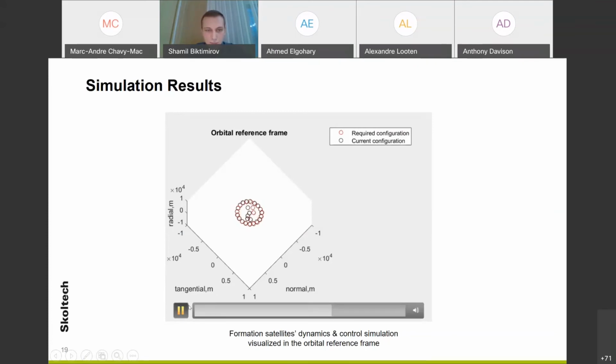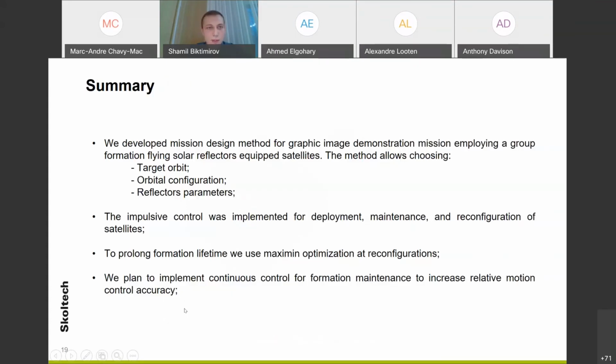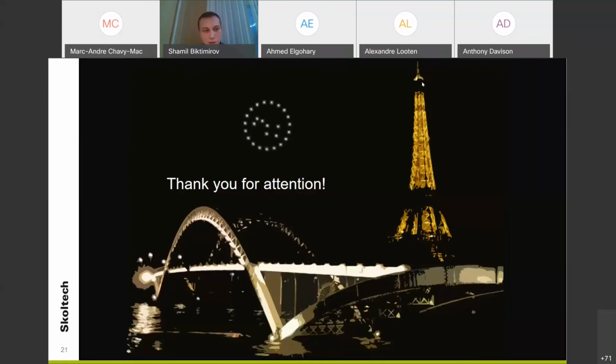second orbital configuration. So finally, to conclude, we developed a mission design method for this application of formation flying. We also developed control algorithms which are impulsive and allow us to deploy, maintain, and reconfigure satellite formations. And as further plans, we would like to improve the accuracy of the relative motion control algorithms by adding continuous control for relative orbit maintenance. And that is actually it. Thank you very much for your attention.